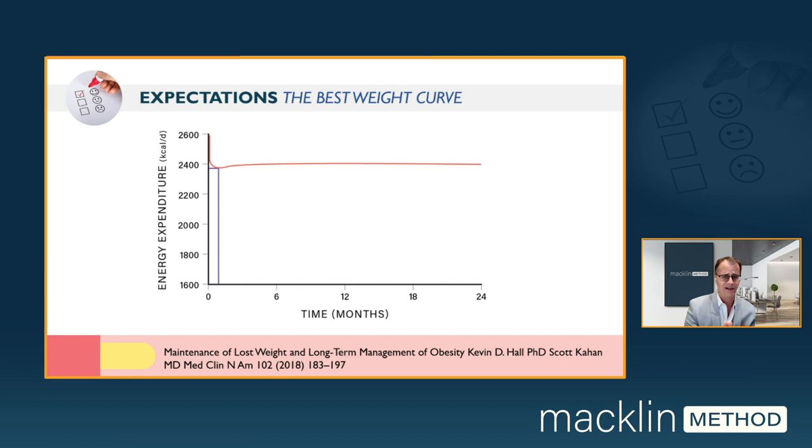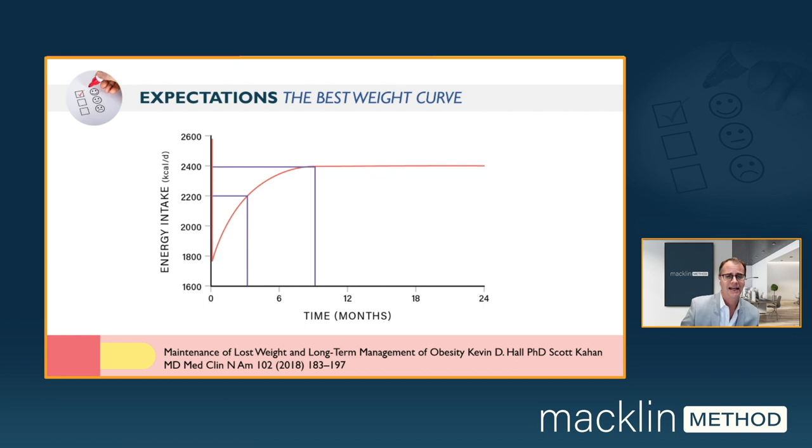And very soon, within the first month, we see a drop in energy expenditure down to 2,400 calories a day. But then it's quite flat, not a significant change in energy expenditure in this theoretical 90 kilogram woman who's losing about 7 to 8% of her body weight and keeping it off through, call it a behavioral intervention, over approximately 2 years. Here in this slide, we see instead the increase in energy intake.